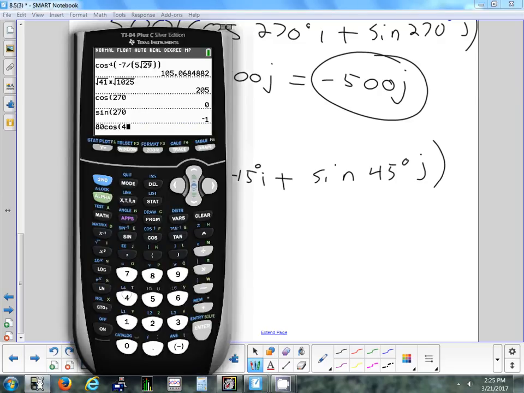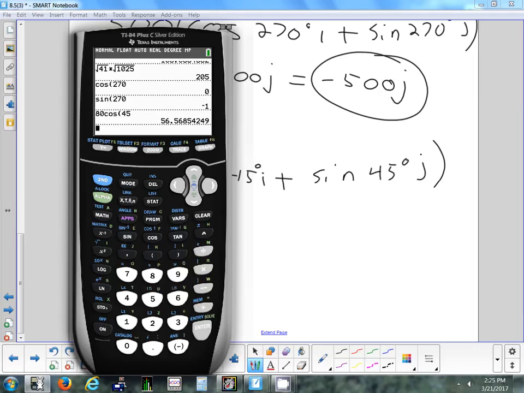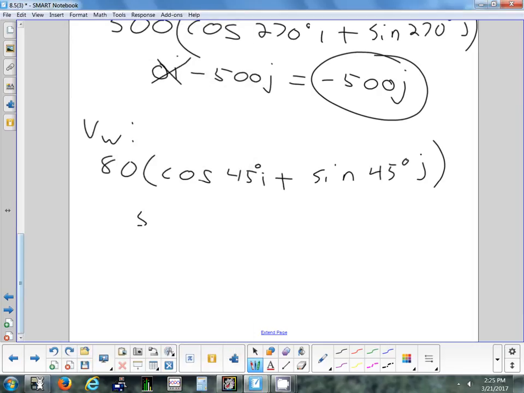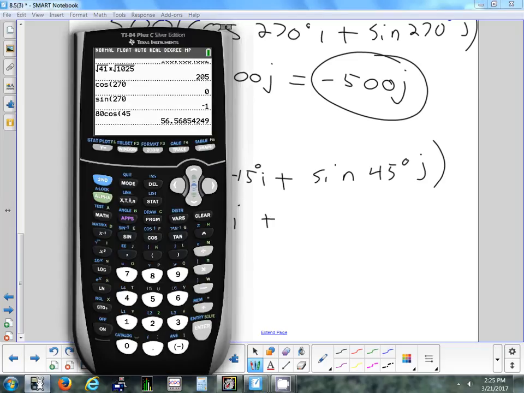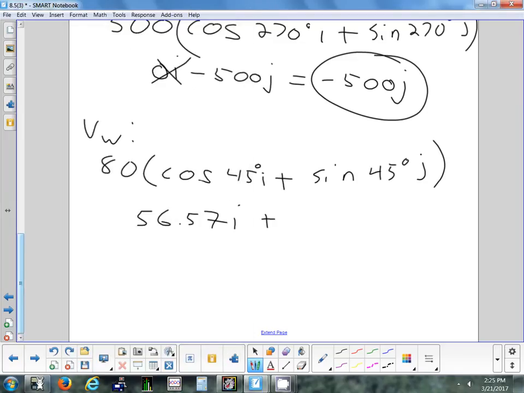So 80 cosine 45 is 56.57 i. So the jet stream is blowing the plane 56 miles per hour east, and it's also blowing the plane a certain amount north. Okay, that's 80 sine 45. It's blowing the plane 56.57 miles per hour north.